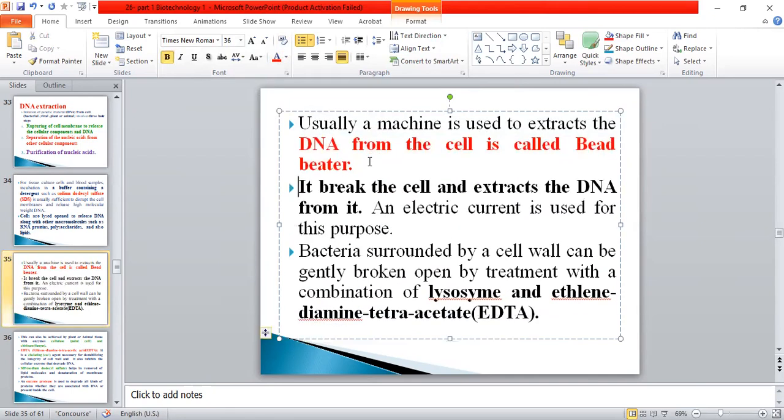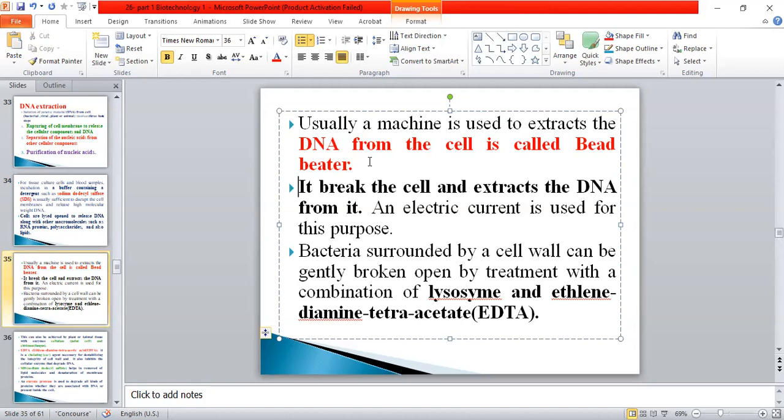So with the help of one of the machines, called a bead beater, it breaks the cell and extracts the DNA from it. An electric current is used for this purpose. That is very, very important.